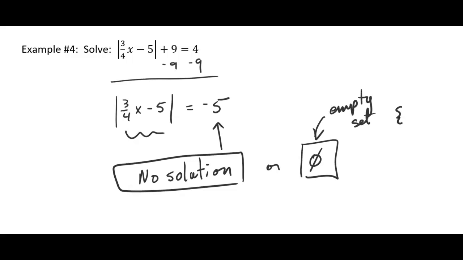You can also use this to represent the empty set, but I usually use a circle with a line through it. Okay, so it seemed like a normal problem at first when we started, but we can't have an absolute value equal a negative number, so you're going to have to check for that. Okay, good luck.